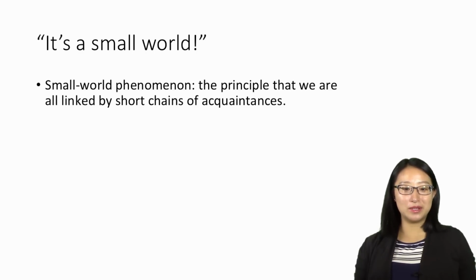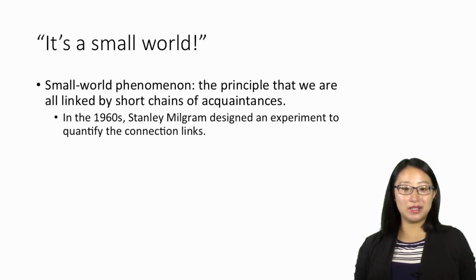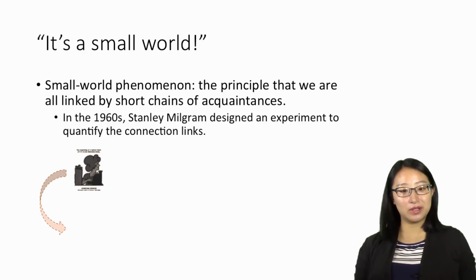The small world phenomenon may be the most important and famous line of research in network science. It discovered the principle that we are all linked by short chains of acquaintances. In the 1960s, Stanley Milgram designed a smart experiment to quantify the connection links. Basically, he randomly selected individuals from two cities in Nebraska and Kansas and asked them to try to send a postcard to a person in Boston.